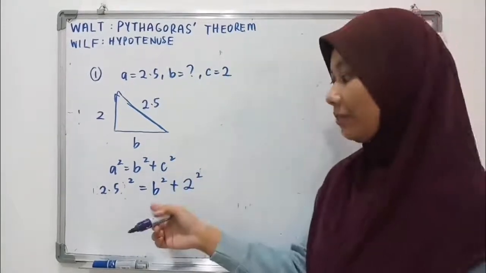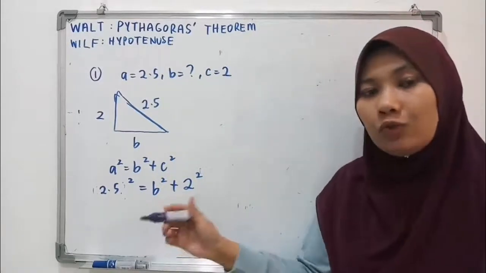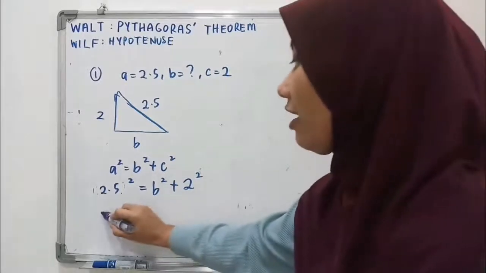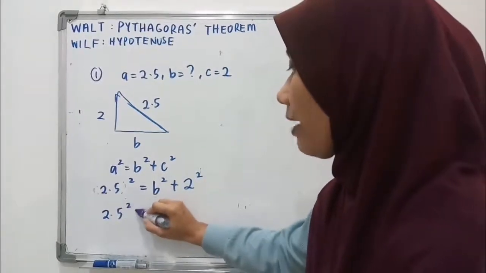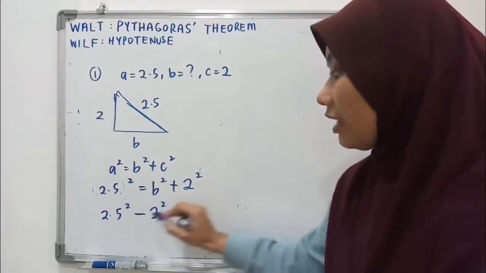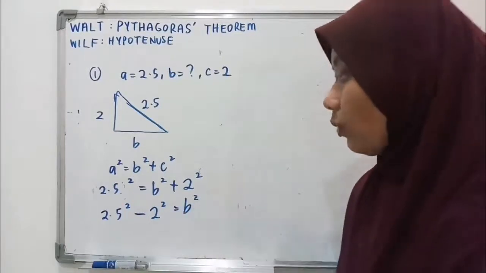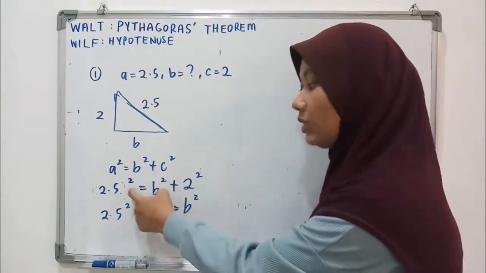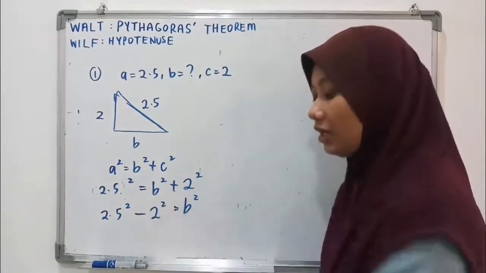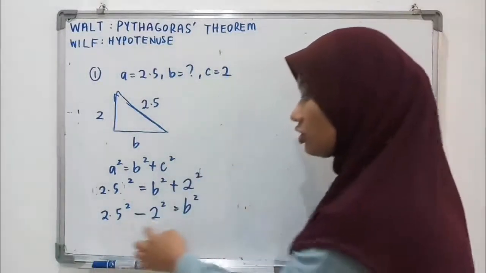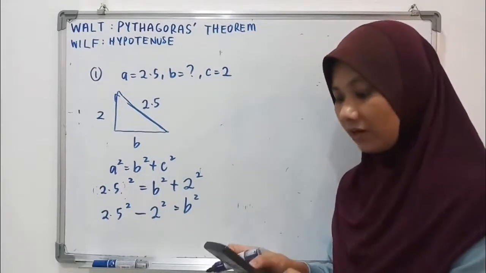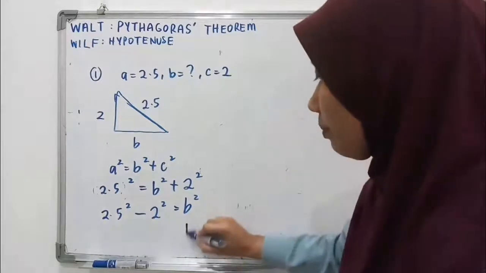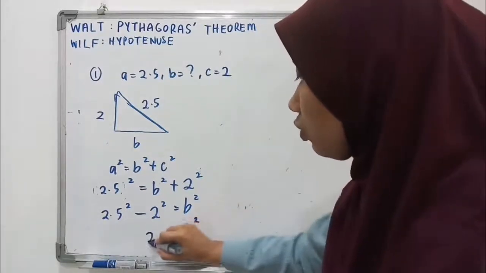We want to find B. So when you want to find B, you need to make sure you rearrange, leave B alone as your subject. Okay, so we have 2.5 square minus 2 square equals B square. Why is it minus? Because this is positive, positive, you cross equal sign becomes negative. Okay, so then you use your calculator, you just calculate 2.5 square minus 2 square. You will get B square equals 2.25.